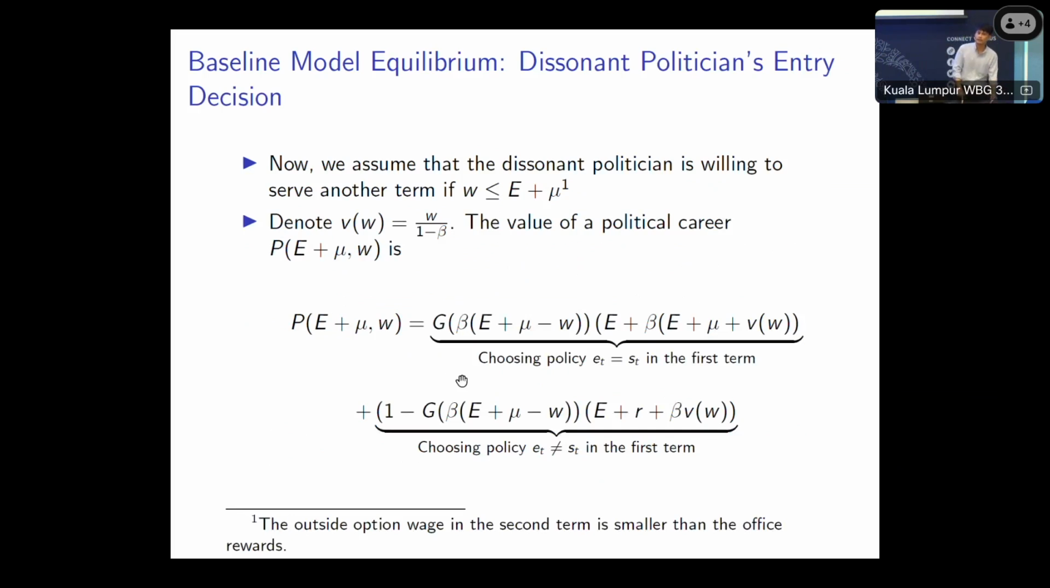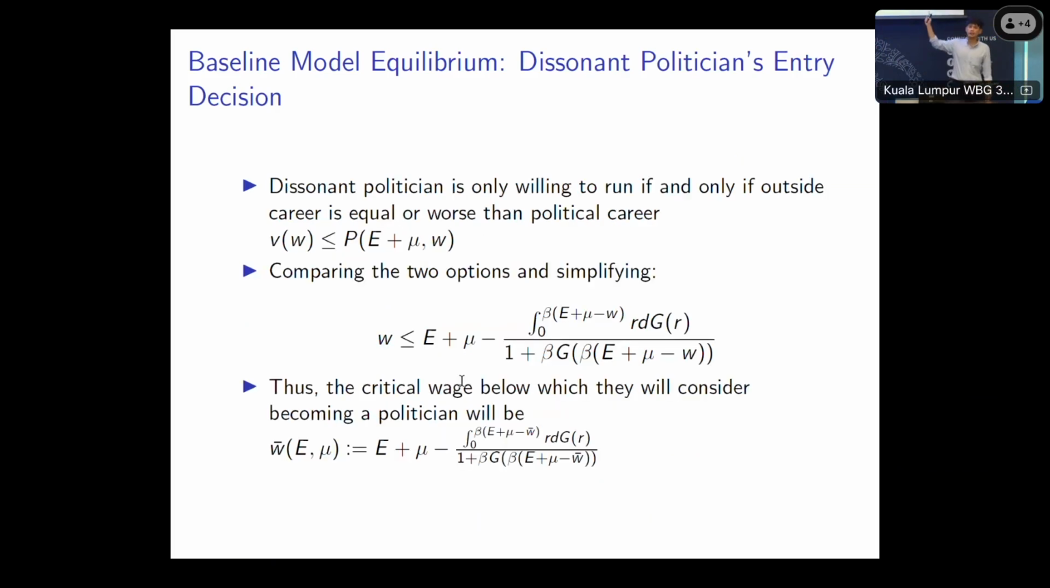Now we assume, and I think you were asking a very good question there, that the dissonant politician is willing to serve another term if the wage outside of the office is smaller than the ego rent plus the expected rent out of the next term. What we did was compute the value of a political career, which is the expected benefit that you get if you choose the congruent policy in the first term, and the expected benefit if you choose the non-congruent policy in the first term. And so this is the expected benefit of it.